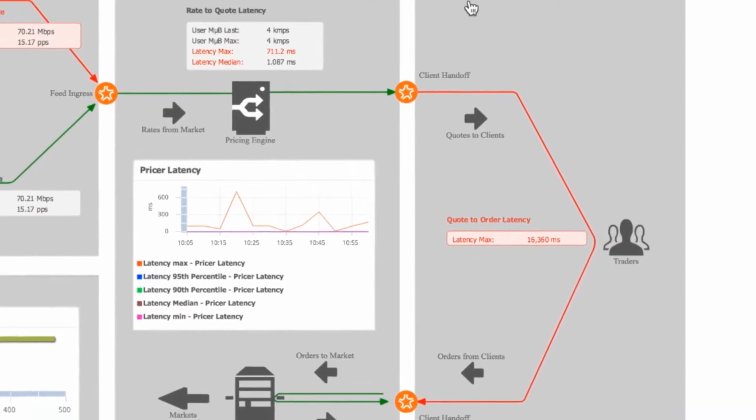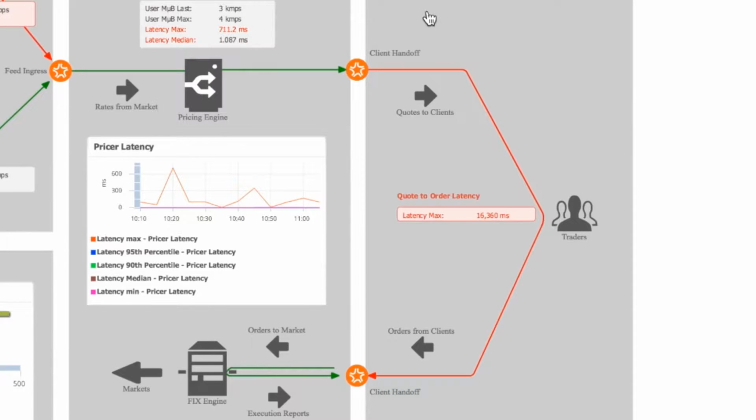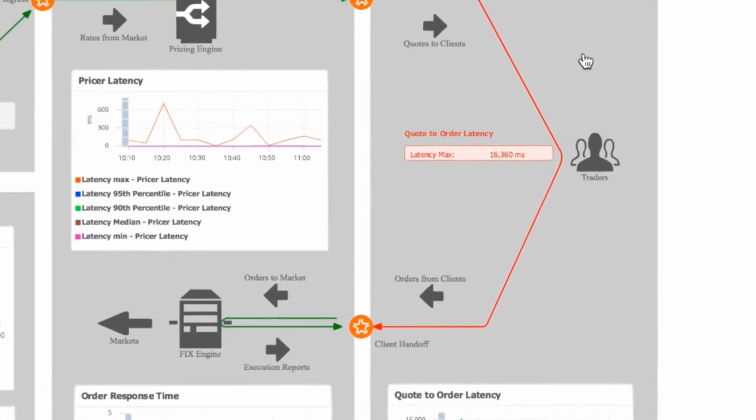Then over on the right-hand side, we're sending quotes out to the clients. In practice, there's going to be a service provider network between the handoff point here and the traders themselves. So a key metric we're monitoring here is the quote to order latency. And that's important because if a trader attempts to place an order off a stale quote and the market's moved, that order is likely to get rejected. So the quote to order latency gives us a good sense of the responsiveness of those clients.